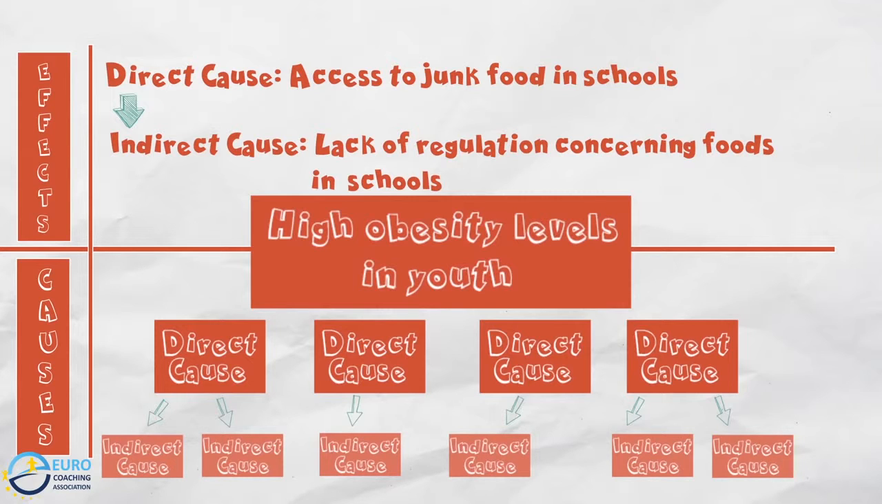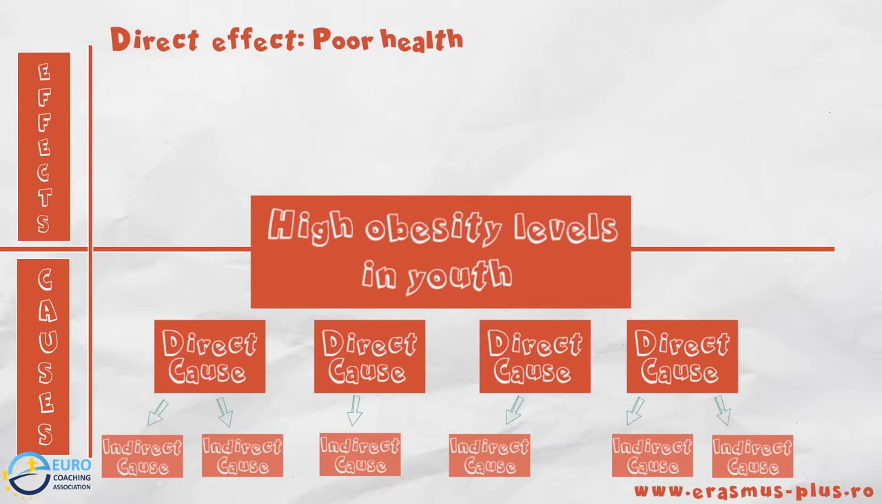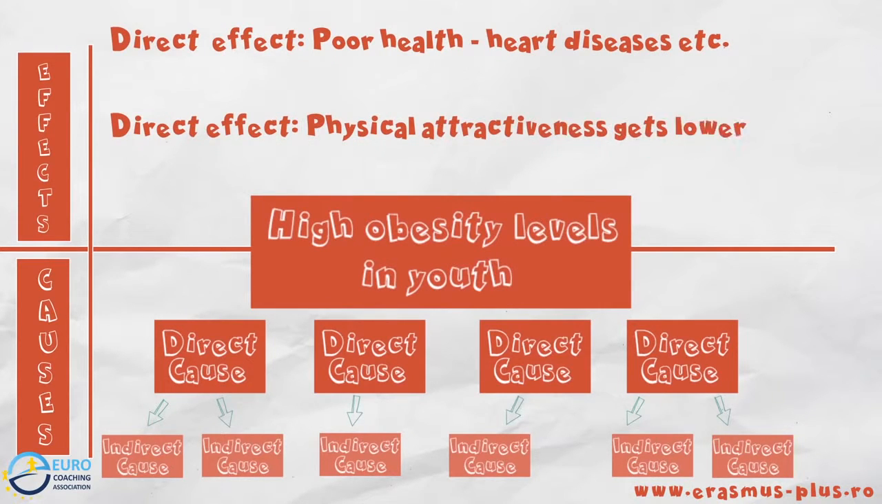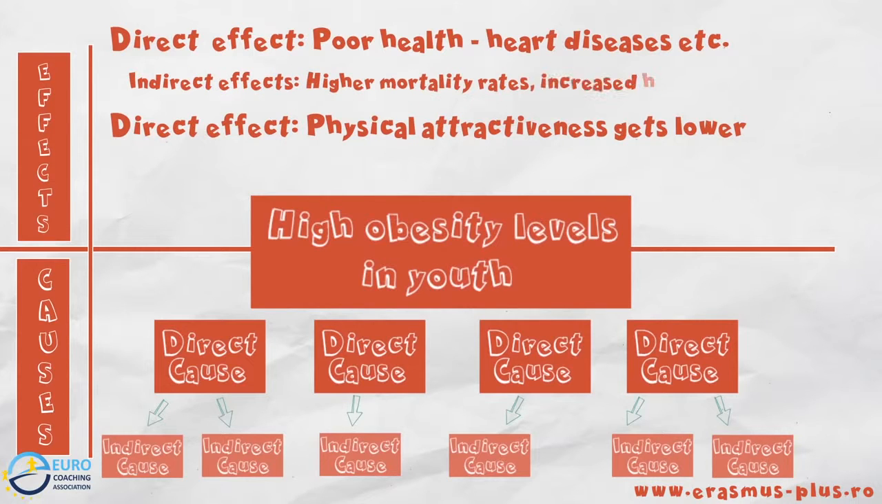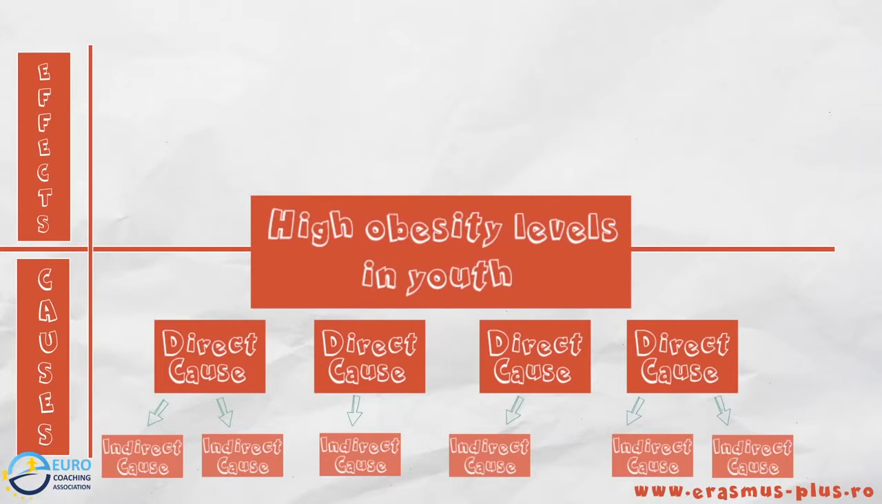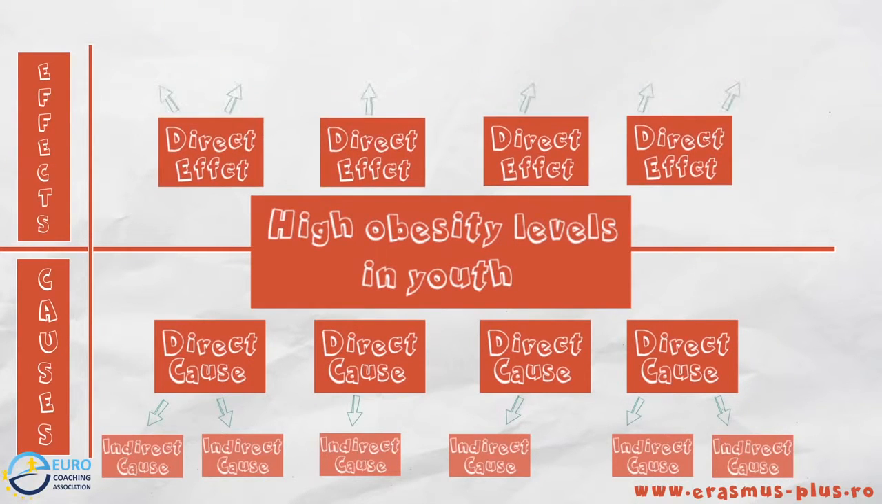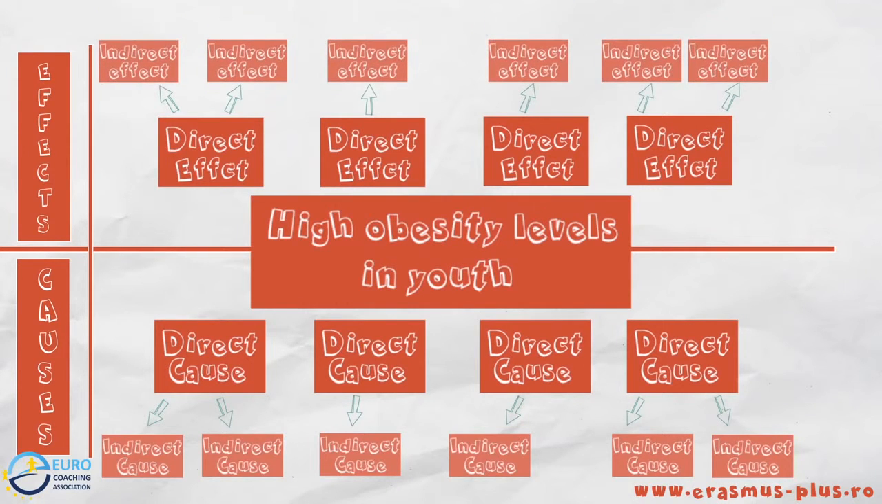Then, you should think about the negative direct effects of the issue. One possible effect is related to poor health and heart diseases. Another effect is that physical attractiveness gets lower. All these direct effects have indirect effects, like higher mortality rates, increased healthcare costs, lower self-esteem, isolation. You should support your affirmation by scientific studies. So, to finish our problem tree, at the top you will have the negative direct effects and their indirect effects.